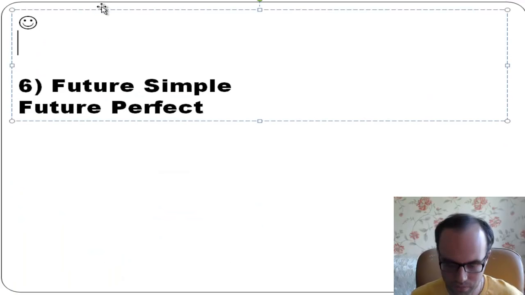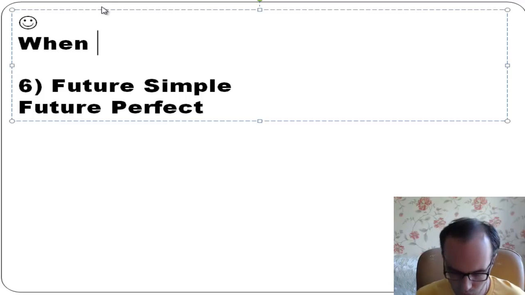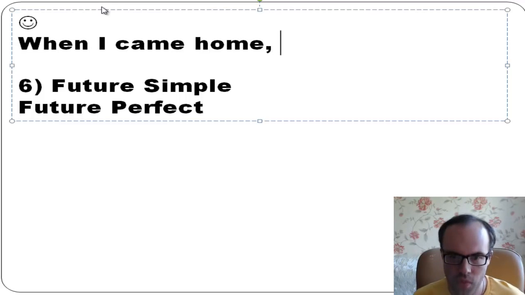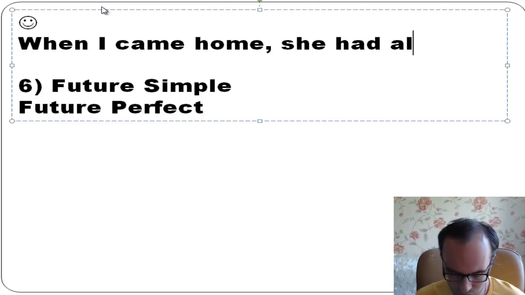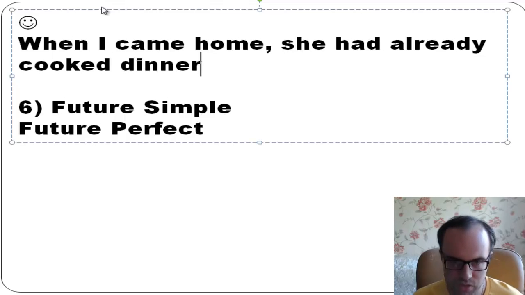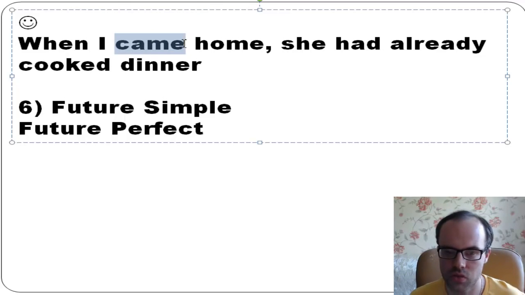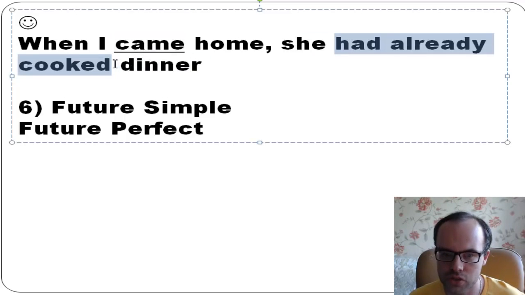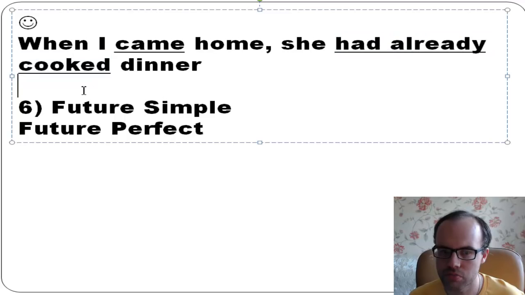Okay? Let me give you one more example. When I came home, she had already cooked dinner. So, came home, it's one action, the first action, it's about the past. So you see, it's past simple. And you also see, had already cooked. So, did it happen before? Yeah, right. You are absolutely right, my friend. So it happened before. It's the second action in the sentence, but it happened earlier. So you need to use past perfect.